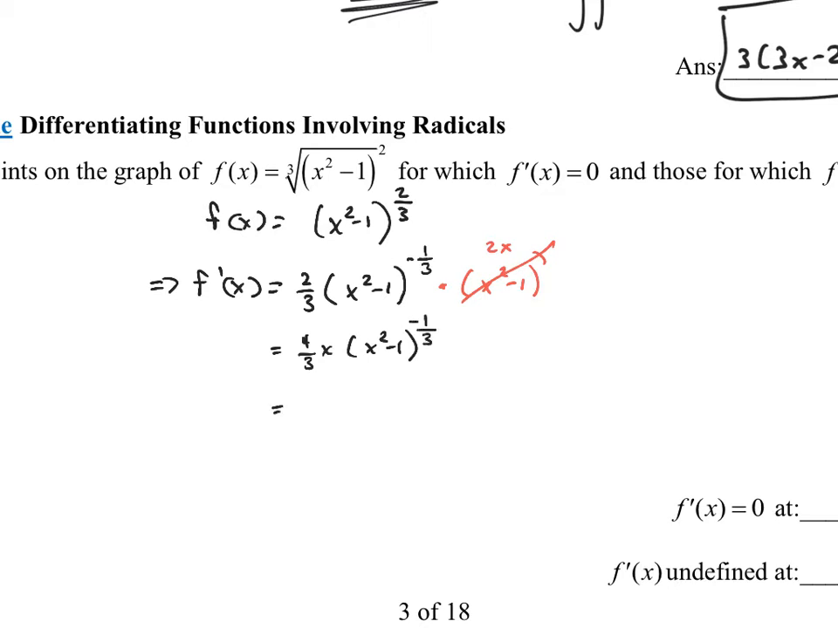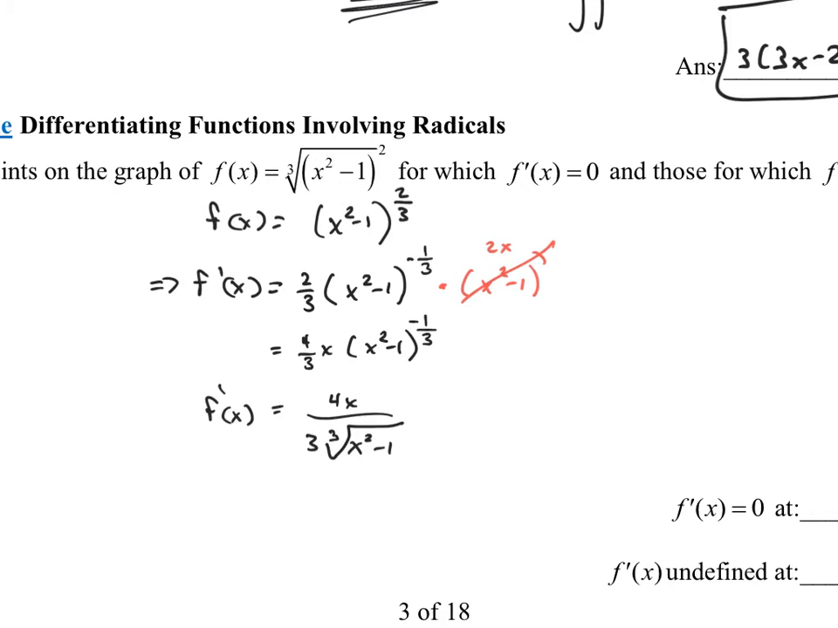So if we did even a little more simplification, that would be a 4x in the numerator, a 3 in the denominator, and then a negative 1/3 power. In the denominator is a power positive 1/3, which is a cube root of x squared minus 1. So if they ask for the derivative, that would be the simplified form of the derivative.